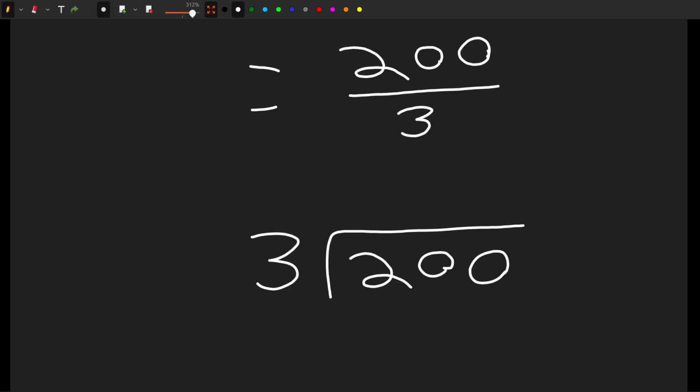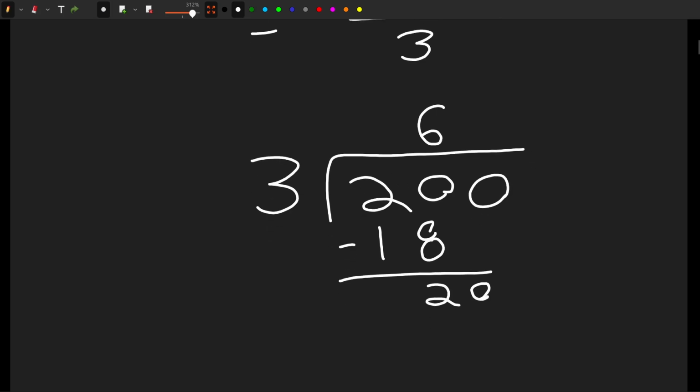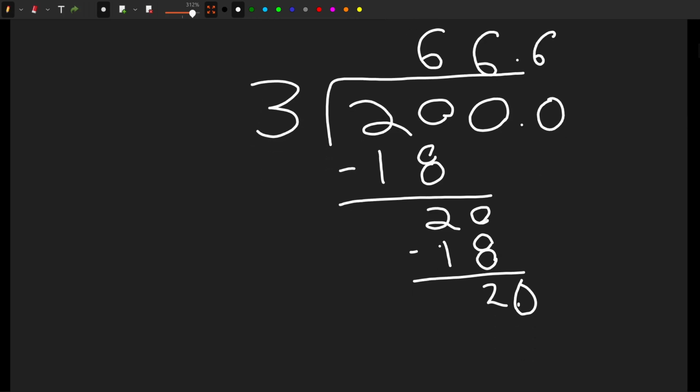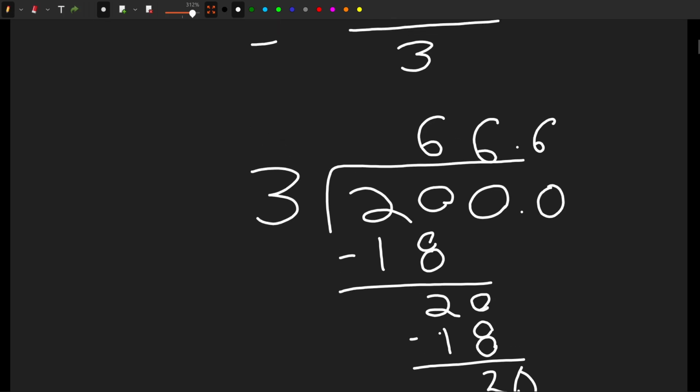3 goes into 2, no times. 3 goes into 20, that is 6 times. I will then have 18. 20 minus 18 is again 2. Carry down the 0, I get 20. 3 goes into 20 again 6 times. And I get another 18. Subtract this out, get another 2. Now I have my decimal point to worry about. Add another 0, bring down the 0. And so now 3 goes into 20 again 6 times. What we're going to realize is we're establishing a pattern. And so in that case, we're just going to write a repeating bar on top of it.